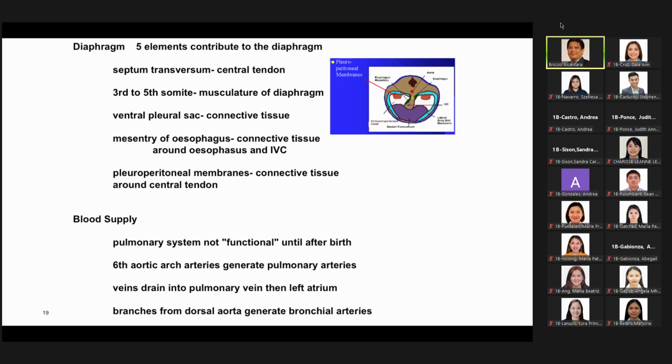So the sixth aortic arteries will generate your pulmonary arteries. The veins drain into the pulmonary vein, then the left atrium, and the branches from the dorsal aorta will generate your bronchial arteries.